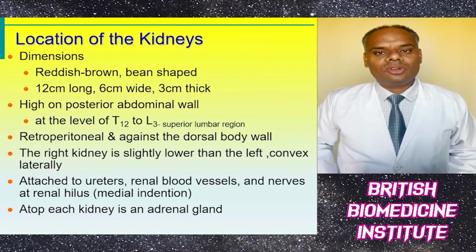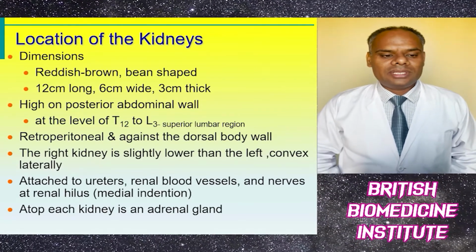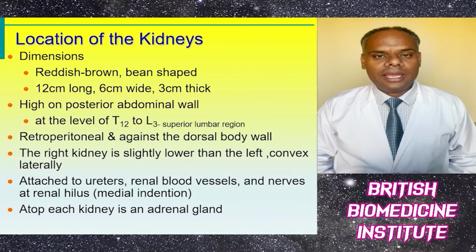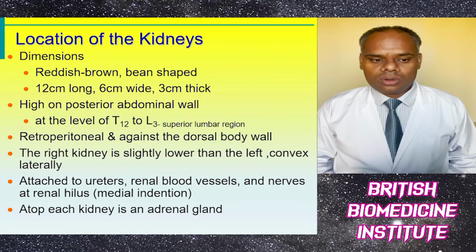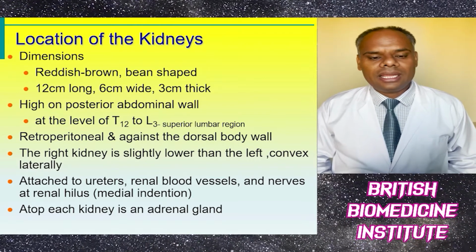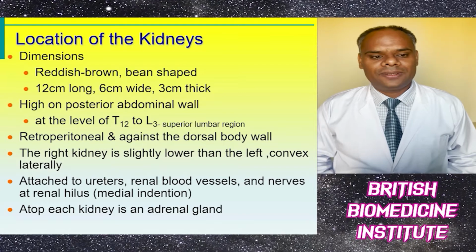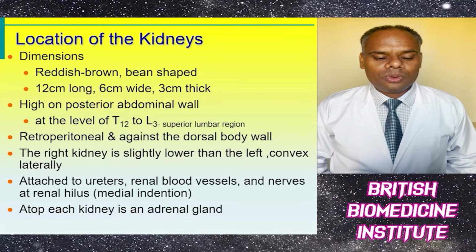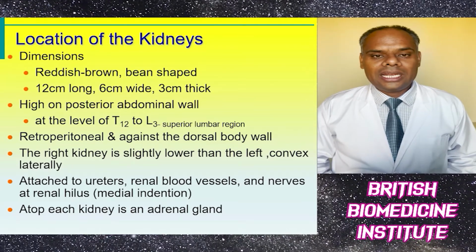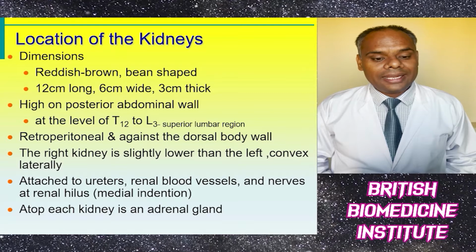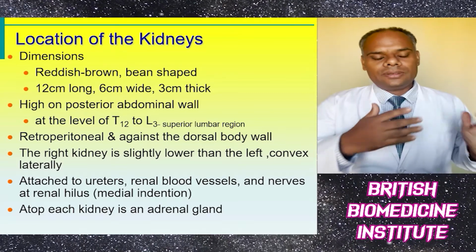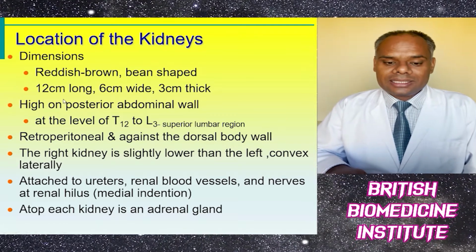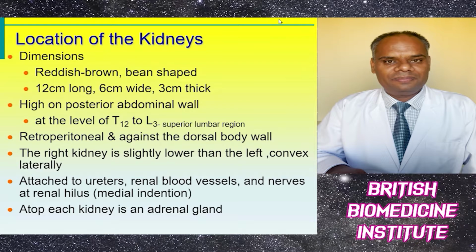So now comes the location of the kidney. Basically, kidneys are reddish brown, bean shaped, and they are 12 centimeters long, 6 centimeters wide, and 3 centimeters thick. They are present in the posterior abdominal wall at a level of T12 to L3, in the superior lumbar region. So they are basically retroperitoneal and against the dorsal body wall.